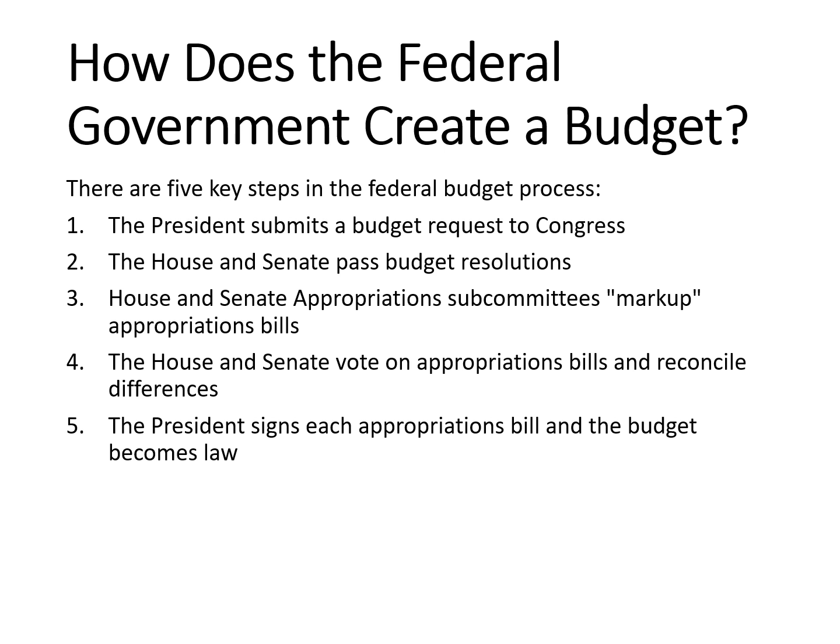Third, the House and Senate appropriation subcommittees mark up the appropriation bills. Fourth, the House and Senate vote on appropriations bills and reconcile the differences. And fifth, the President signs each appropriations bill and the budget becomes law.